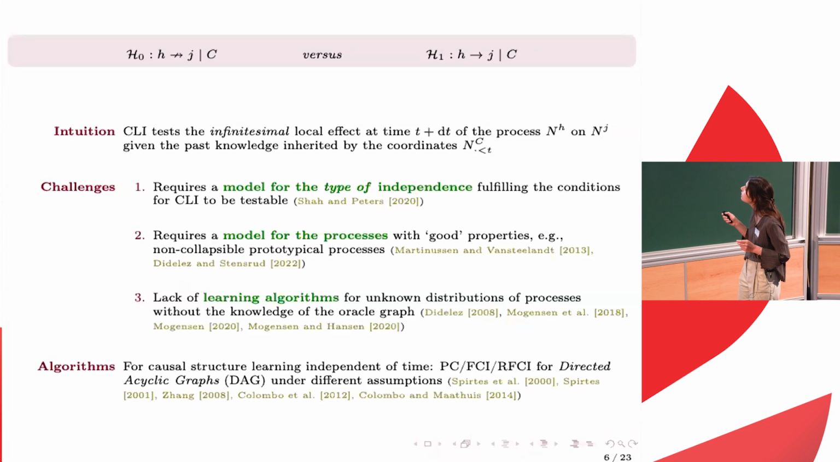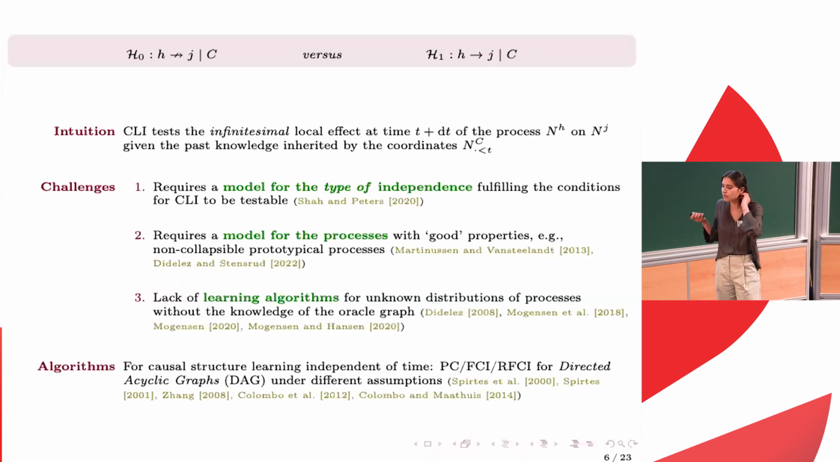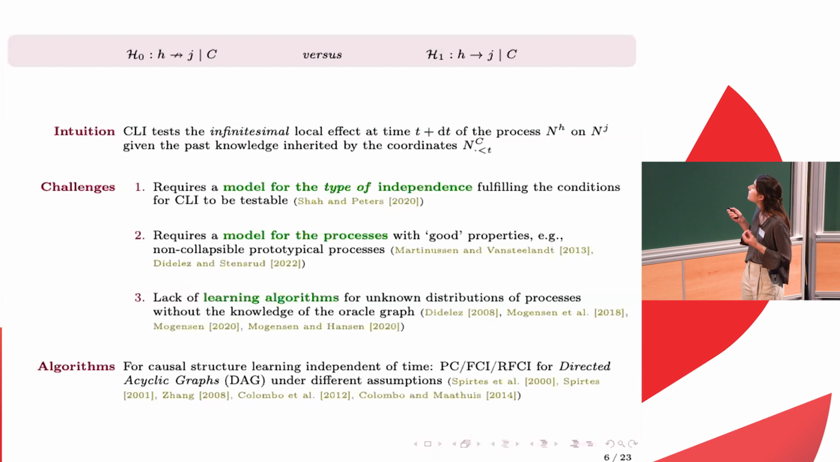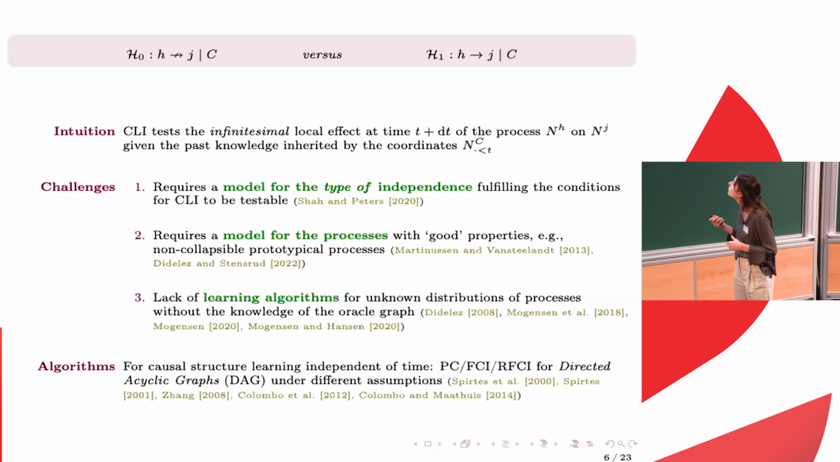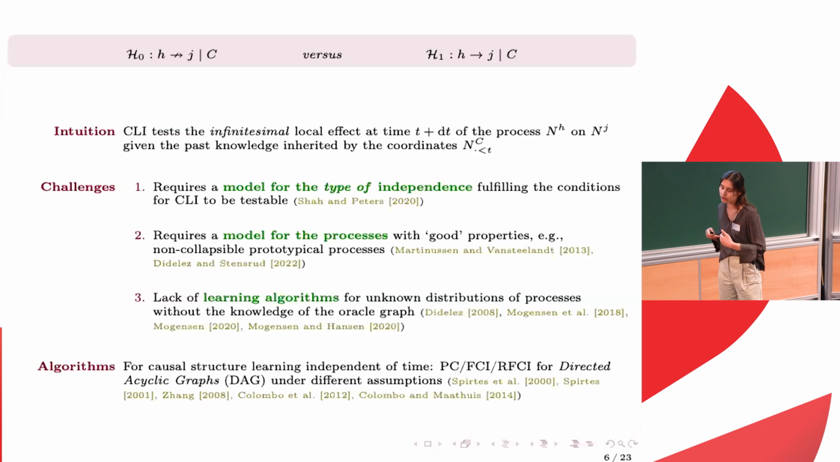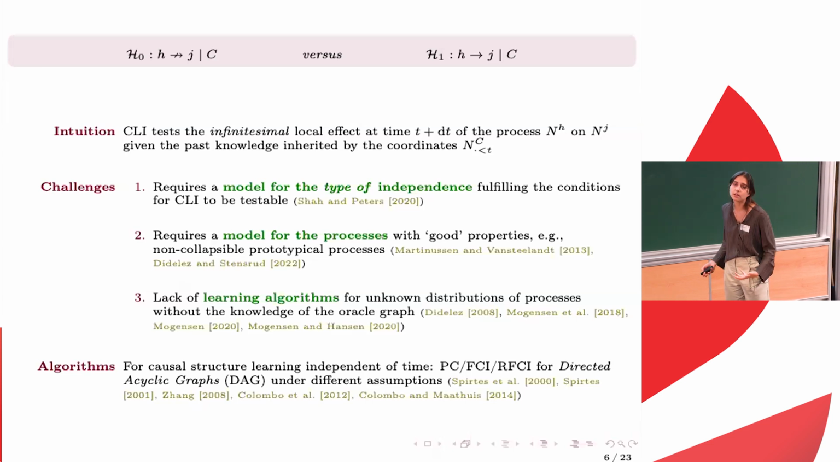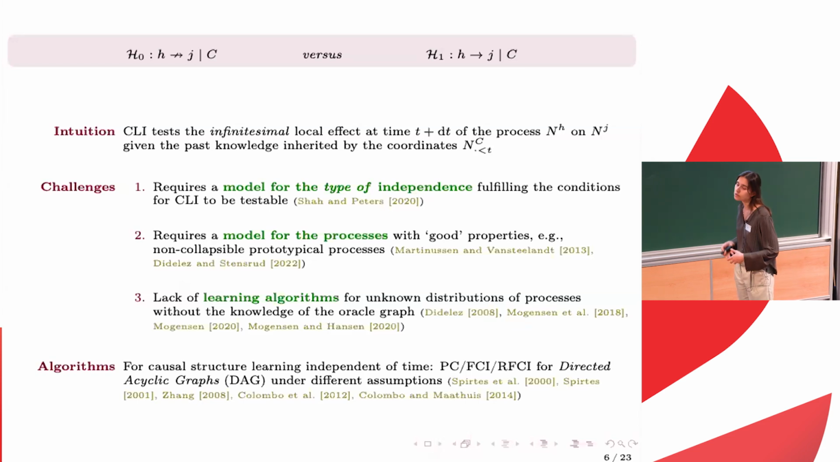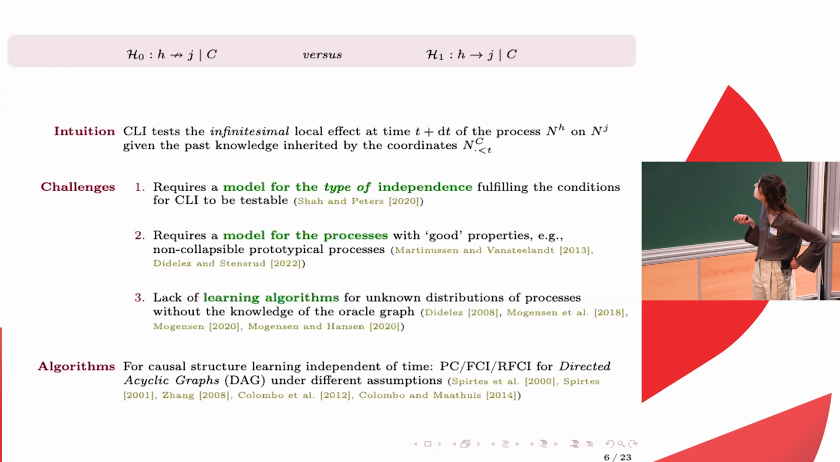I gathered three challenges, at least, that are of interest to us, but there is a list of other ones, of course. First, it requires a model for the type of independence that we consider. There are some works by Shah and Peters and some follow-ups as well, where they show that you cannot hope to have uniform power against any set of alternatives. So you really need to rigorously define what type of independence you're looking at.